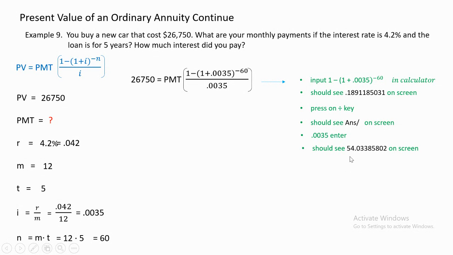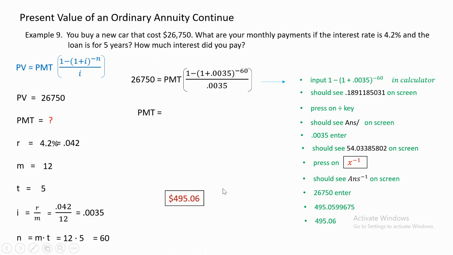54.03385802. Now we're going to press the inverse key because we're looking for the payment. Once you do that, this is what you see on your screen: answer to the -1. Then we enter 26,750, and then we hit the enter key, and this is how much your monthly payments are going to be. Round it to the nearest penny: 495.06. So these are your monthly payments.